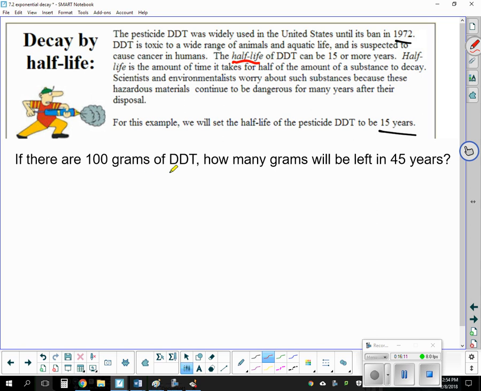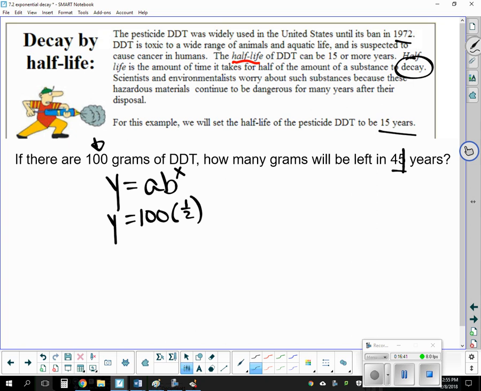So if there were 100 grams of DDT, how many grams will be left in 45 years? Well, we're talking about half-lives, we're talking about decay, so we need to be talking about exponential decay. The initial amount that we're starting with in this problem is 100 grams. And we're talking about a half-life. So what's the decay factor? It's 1/2. And we are asked to find it for 45 years. Okay, but how long is a half-life?